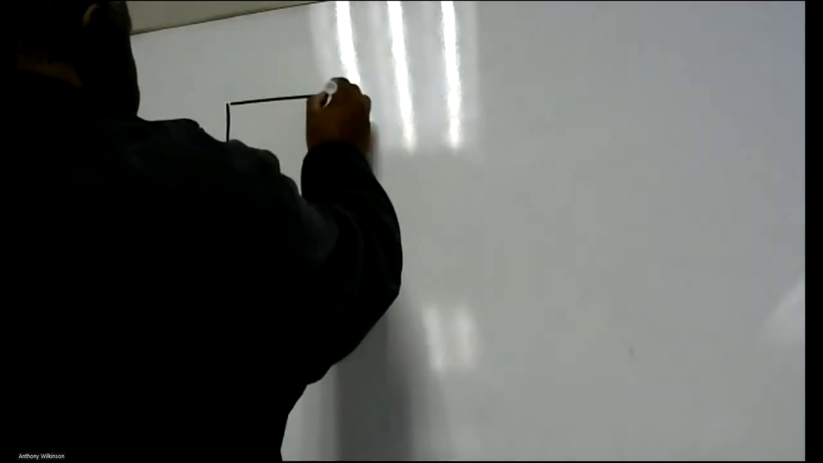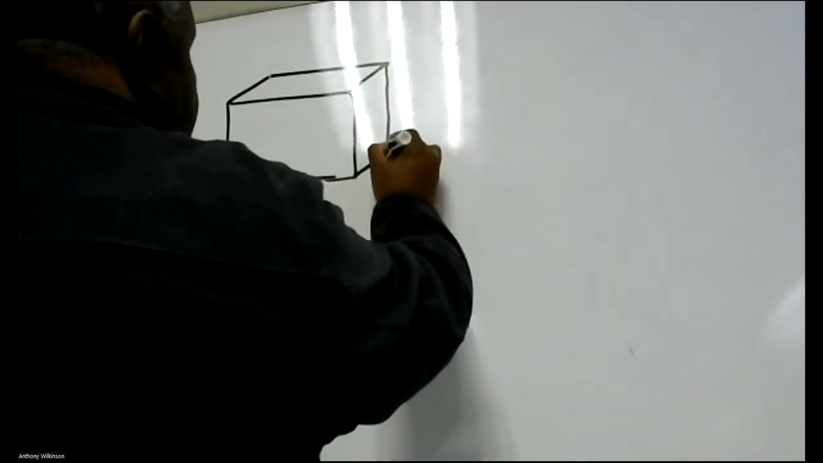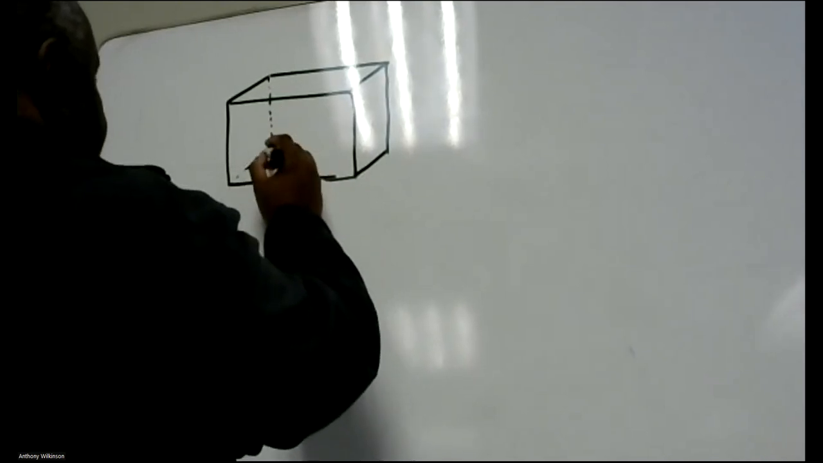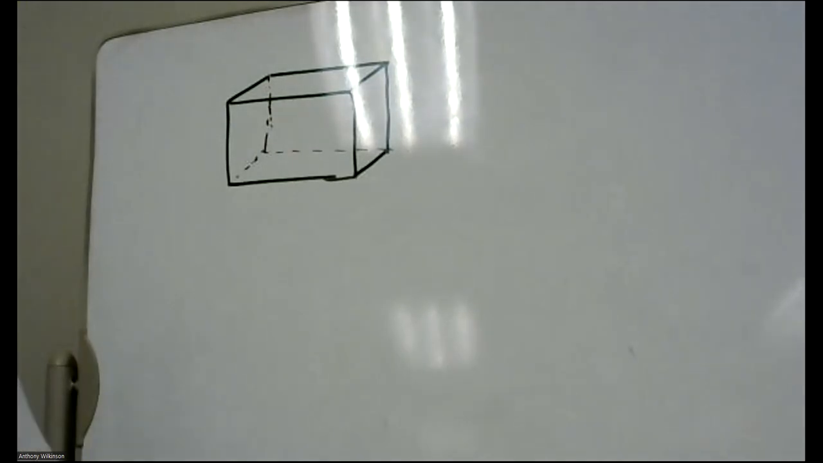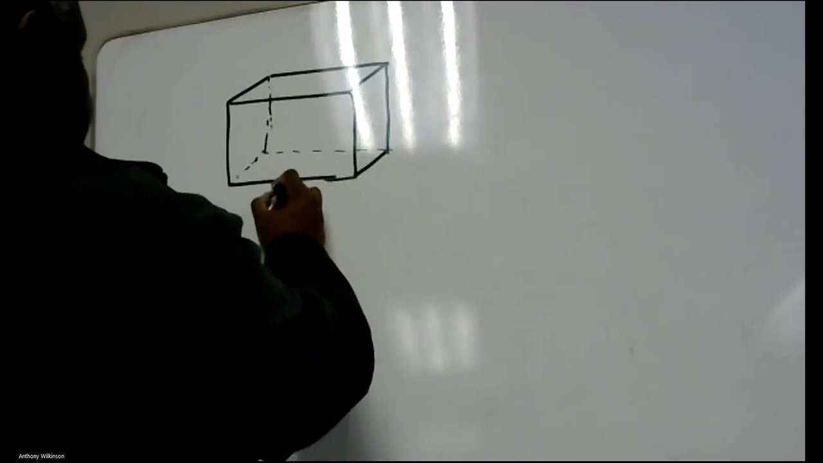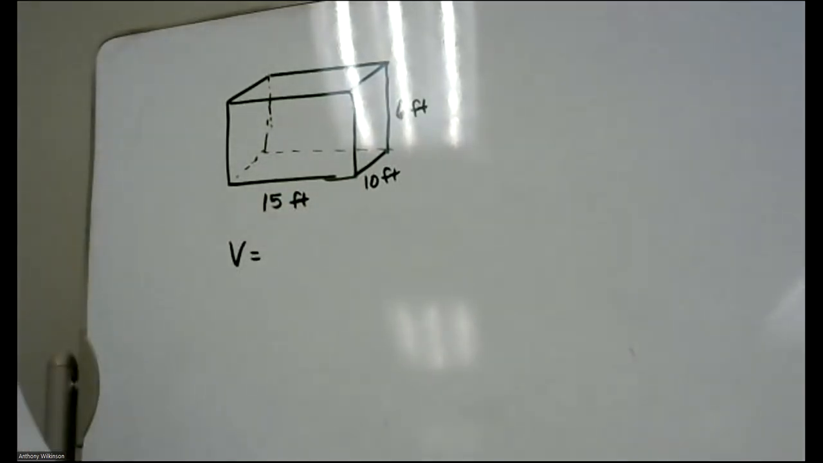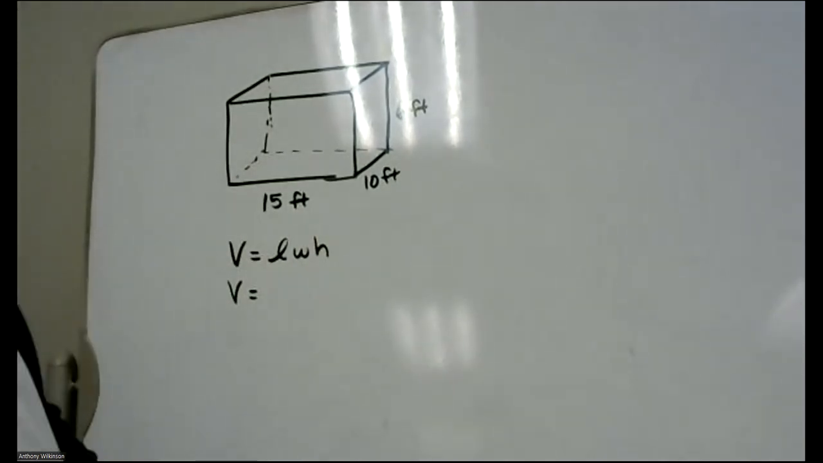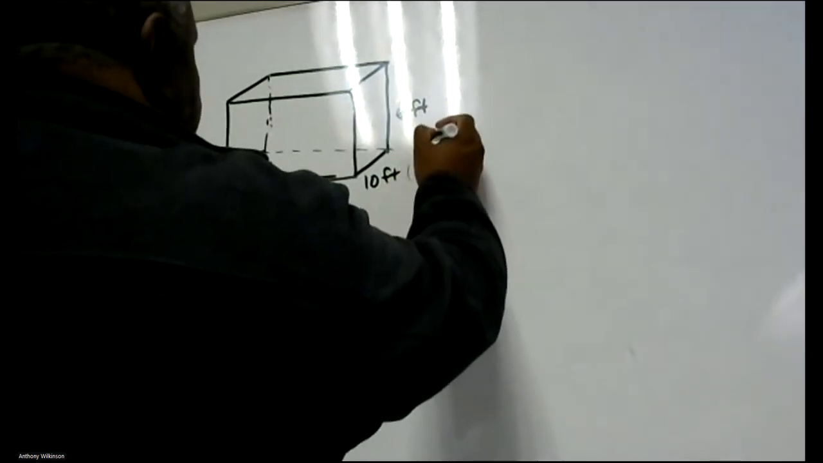So in this case, I'm just going to draw the figure of that right rectangular prism that's on paper. I think it does have some dotted lines here to show that it is a right rectangular prism. So here, 15 feet, 10 feet, and 6 feet. All we want there is just the volume, which is, of course, the length times the width times the height. So I'm going to let this 15 feet be the length, the 10 feet be the width, and the 6 feet be your height.